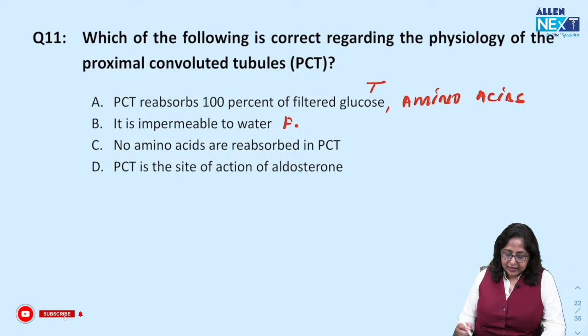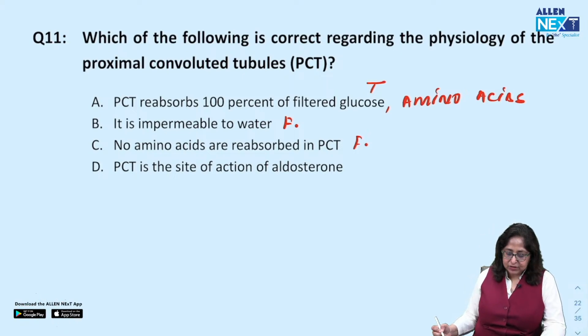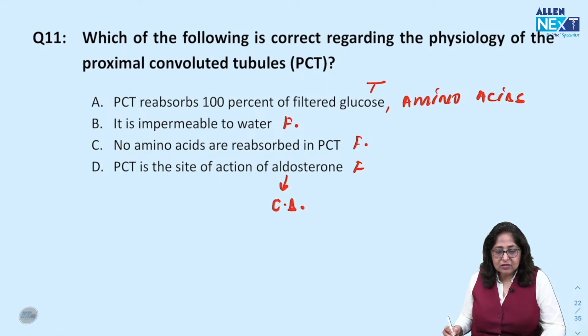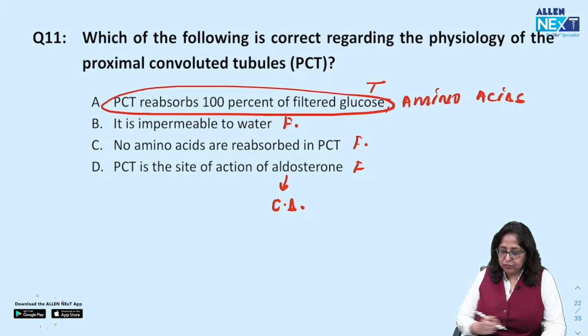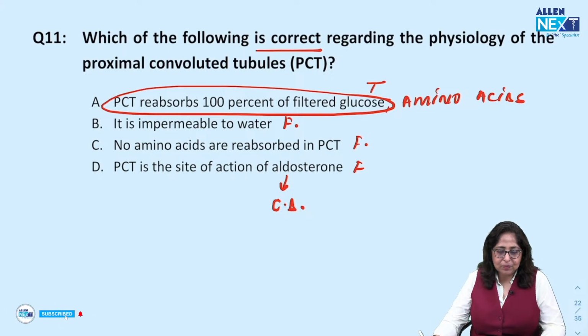PCT, right? No amino acids are reabsorbed in the PCT. False. 100% of filtered amino acids will be reabsorbed in the PCT. PCT is the site of action of aldosterone. False again. Aldosterone acts on the collecting duct. So the answer to this question is PCT reabsorbs. The question says which is correct, so A is going to be correct.